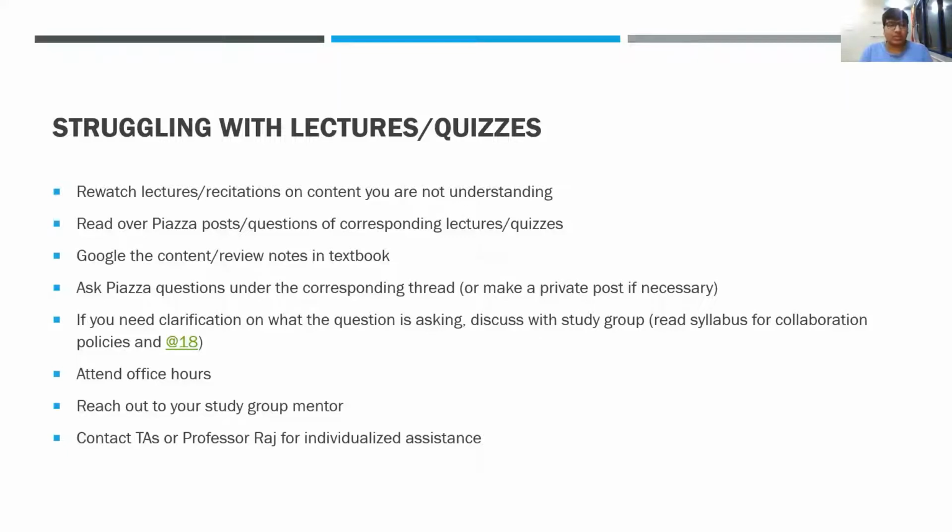The next thing that you can do is reach out to your study group mentors. Hopefully all of you have seen the post that you have to create your own study groups of 3 to 5 people, where the recommended study group strength is 4. And each of those study groups will be assigned a mentor TA. So you can reach out to your study group mentor for more assistance, or you can contact any of the other TAs or Professor Raj himself for individualized assistance, and we'll always do our best to help you.